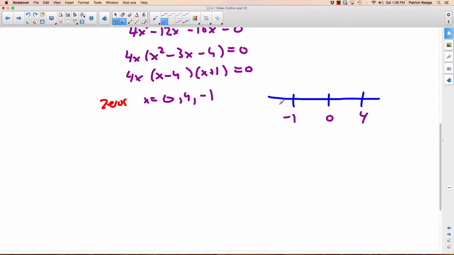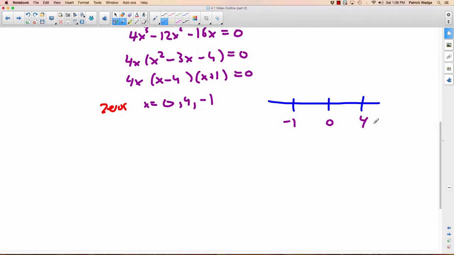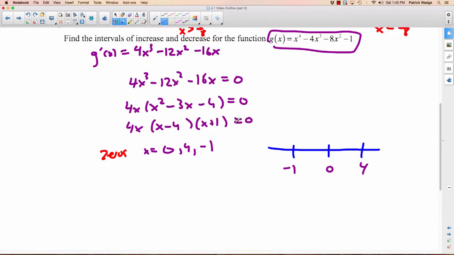Now what we're going to do is we're going to see in each one of these intervals whether the derivative is positive or negative. So just like last day, we're going to take test points in each of these intervals and plug them into the derivative. Now, where are you going to plug it in? Well, you could plug it in anywhere you want, but the best place to plug it in is where it is factored.